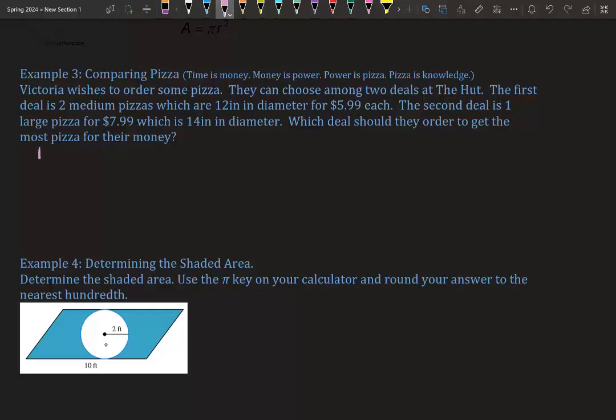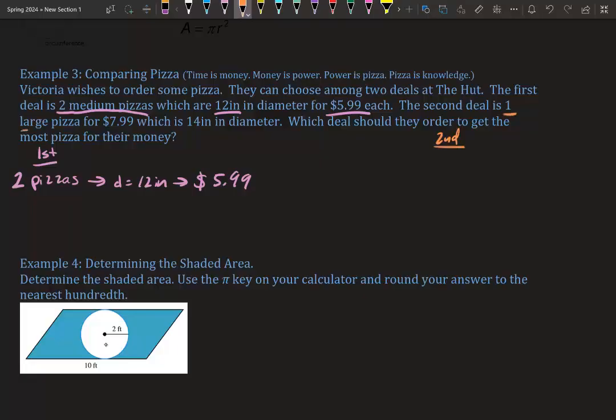So we have two deals. Our first deal is saying that we need to get two pizzas. They're 12 inches and they're $5.99 each. So we need to buy two pizzas. Each pizza has a diameter of 12 inches, and when we buy them, each pizza is $5.99. Our second deal, we only need to buy one large pizza, and when we buy it, it's $7.99, and it's 14 inches in diameter.